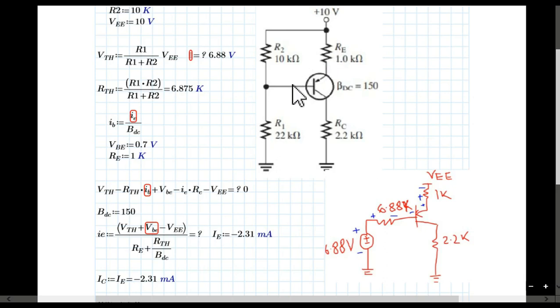Okay, IE divided by beta DC. What is the VBE of this transistor? It is 0.7. What is the RE? RE is 1K. Now you want to find out the value of IE. If you find the value of IE, you can then calculate VCE.